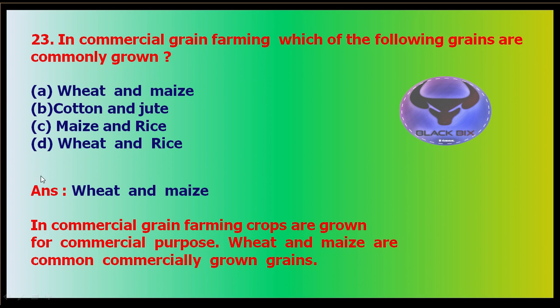These are basically grown in the commercial grain farming. These are commonly grown. So in the commercial grain farming, crops are grown for commercial purposes, because the word is here, commercial means for sale they grow. So wheat and maize are commonly grown, right? And they are grown to sale in the market. So just keep this in mind, that wheat and maize are the two major grains which are grown in the commercial grain farming. Point is clear, I hope. Next one is question number 24.